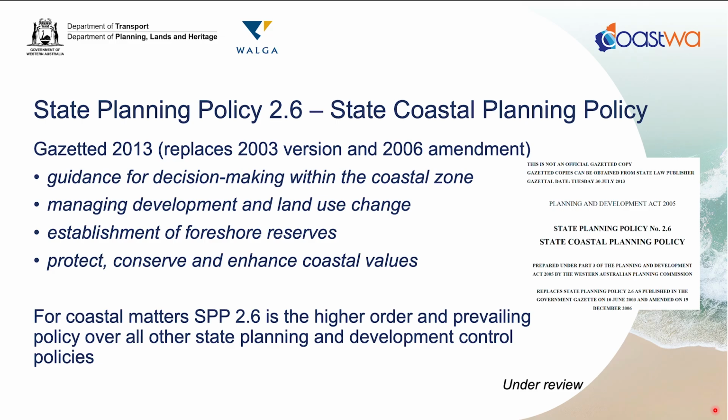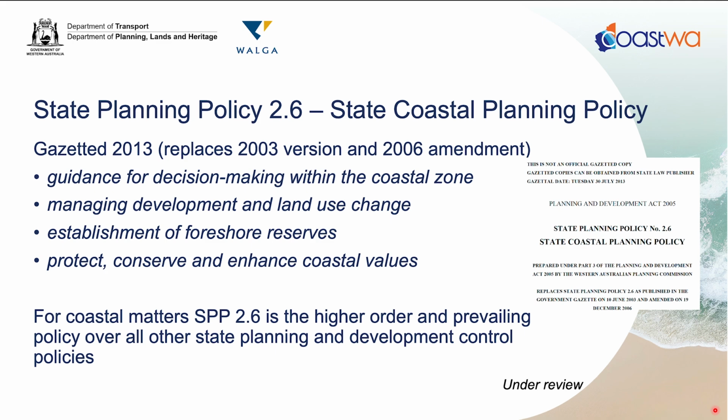So State Planning Policy 2.6, State Coastal Planning Policy, is our guiding legislation. It was gazetted in 2013, which replaced a 2003 version and its 2006 amendment. It provides guidance for decision-making within the coastal zone, for managing development and land use change, for the establishment of foreshore reserves, and to protect, conserve and enhance coastal values.